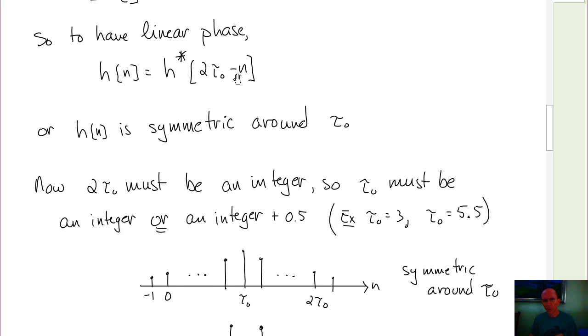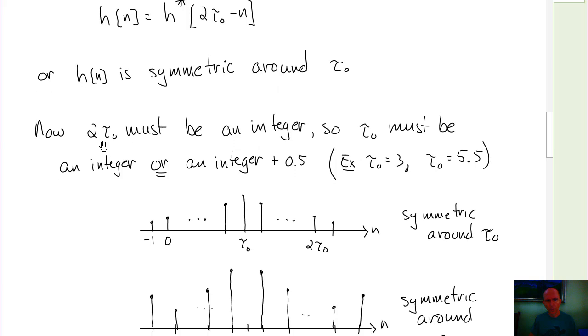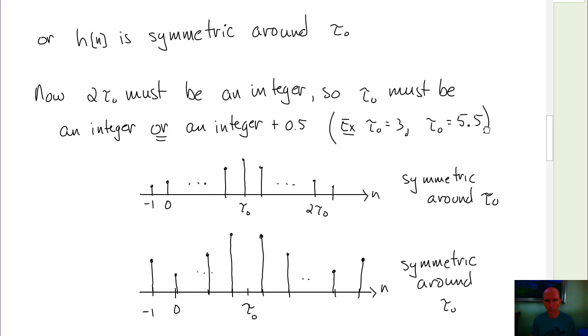Now, 2 tau 0 minus n is inside the argument of h of n, so it has to be an integer. n is an integer, so 2 tau 0 must be an integer too. If 2 tau 0 is an integer, the only way we can have that is if tau 0 is an integer or an integer plus 0.5. It could be something like 3, for example, or it could be 5.5. 3 times 2 is 6, 5.5 times 2 is 11, but they're all going to be integers.